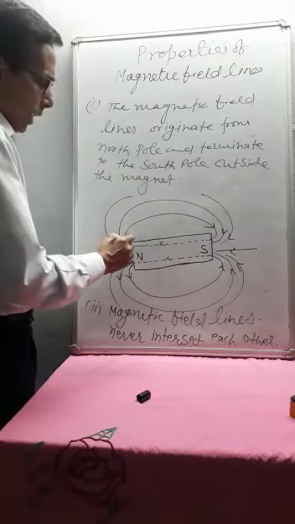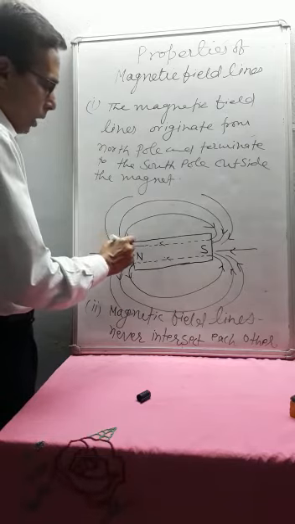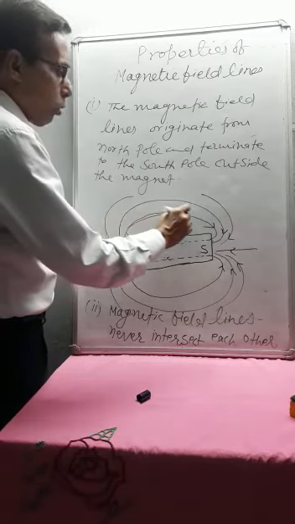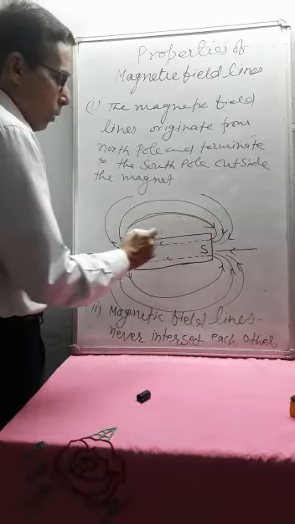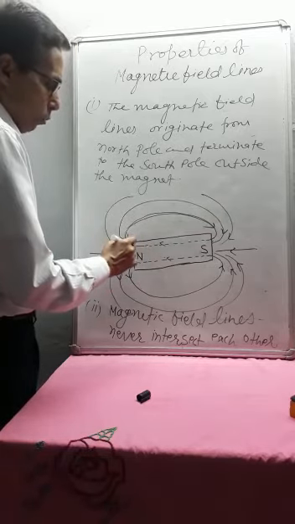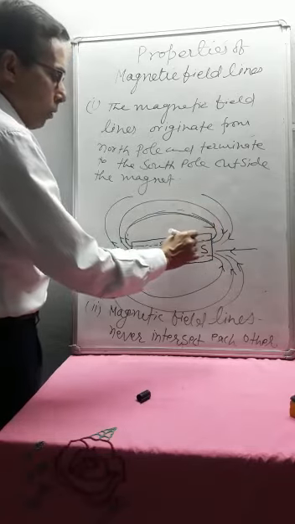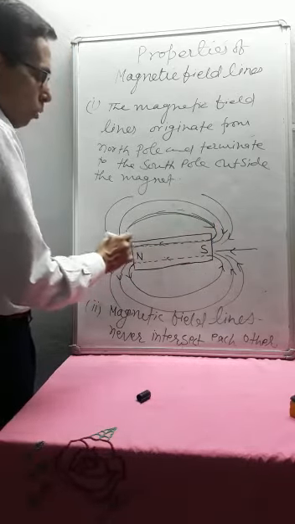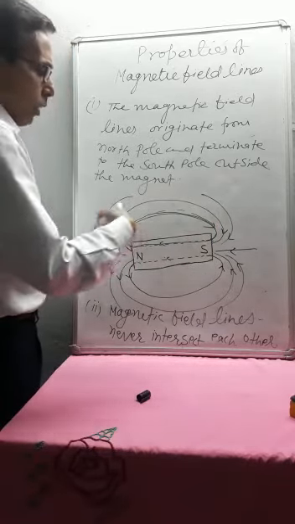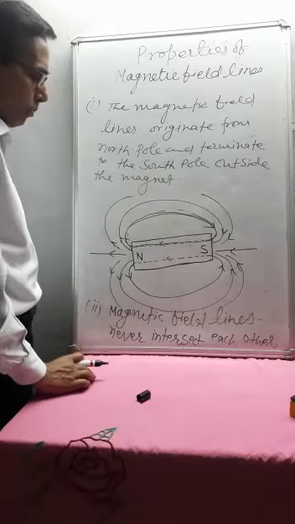Third point, magnetic field lines are closed and continuous curves. Because outside the magnet it moves from North Pole to South Pole, inside the magnet it moves from the South Pole to the North Pole. So magnetic field lines are closed and continuous curves.